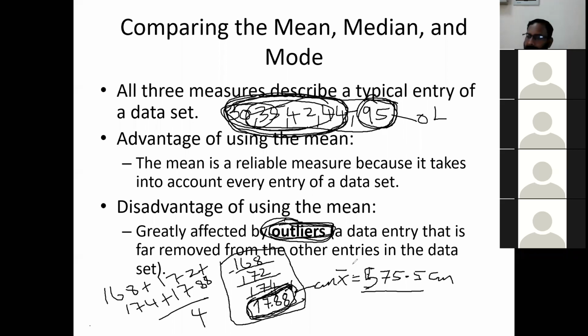So now you see our X bar value is 575.5. Can you elaborate on this 575? On average, the students have a height of 575.5 centimeter. So what is that in meters? 5.755 meters, isn't it? Is it possible to have an average height of human beings at this value?